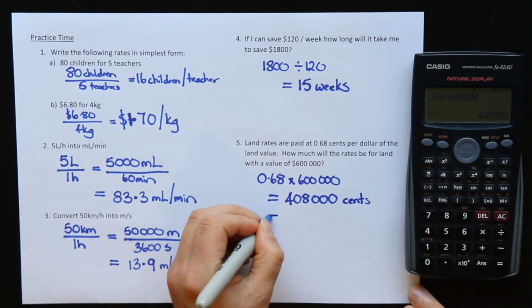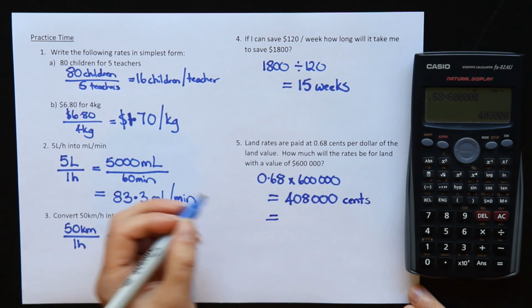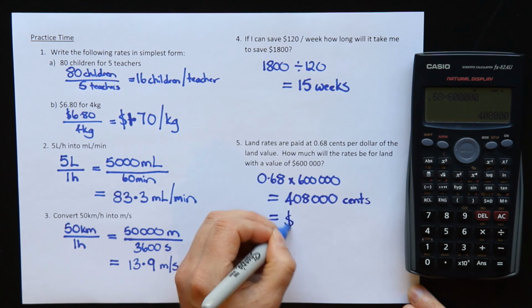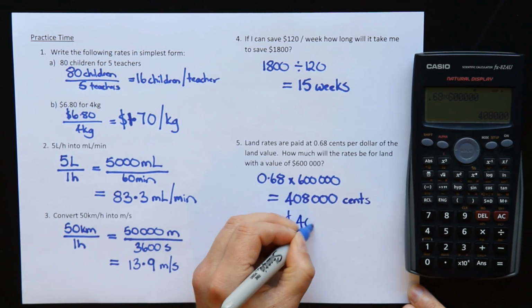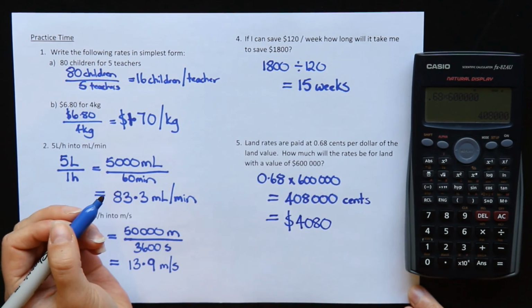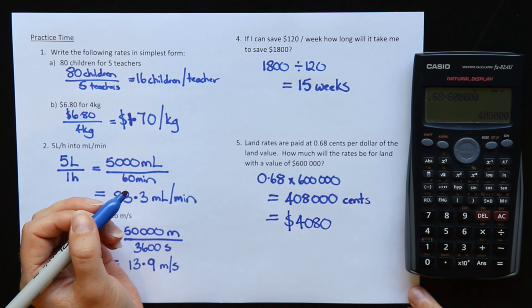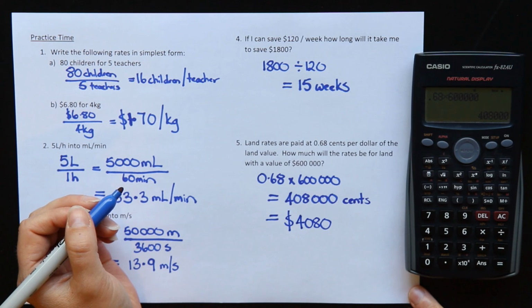So let's change that into dollars, which means we would divide by 100, we'd take 2 zeros off, which gives us 4080. So it would cost $4,080 in land rates.